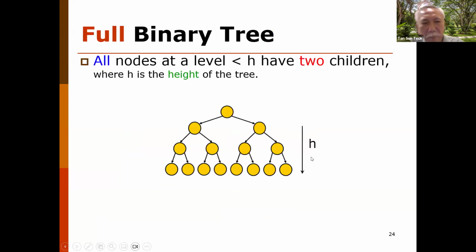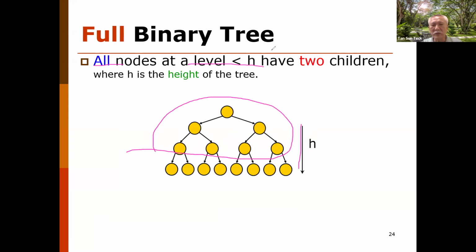Right, full binary tree. This is a definition. How do you define a full binary tree? You say all the nodes at level less than h, and remember, this is your h, must have two children. Then it is a full binary tree, where h is the height of the tree. So for anything at a level less than the height, each one of them must have two children. And this defines a full binary tree.